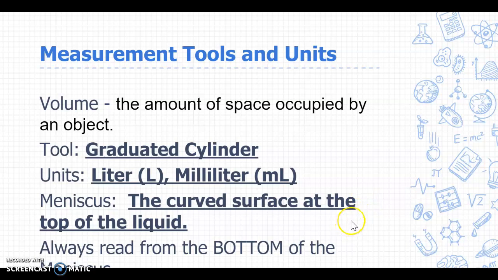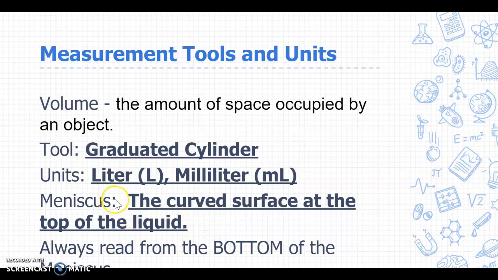Tools for volume. So volume, this is how much space is taken up by an object. It would typically be a graduated cylinder if we're working in the lab, because it would be most accurate this way. Beakers aren't typically that accurate for measuring liquid, but for storing liquid. Units would be liter, milliliter, or kiloliter, but not as popular.